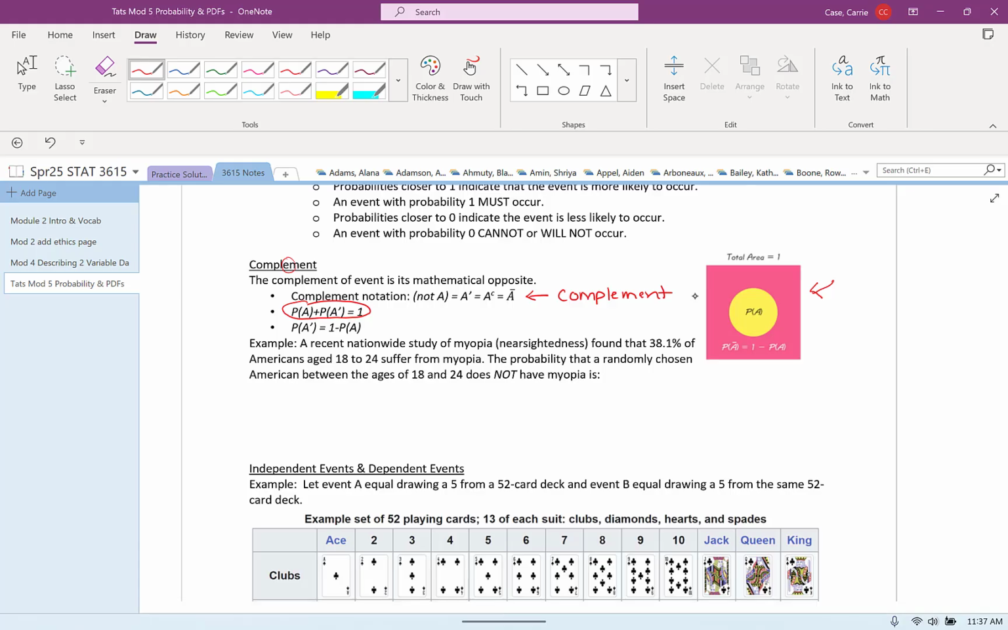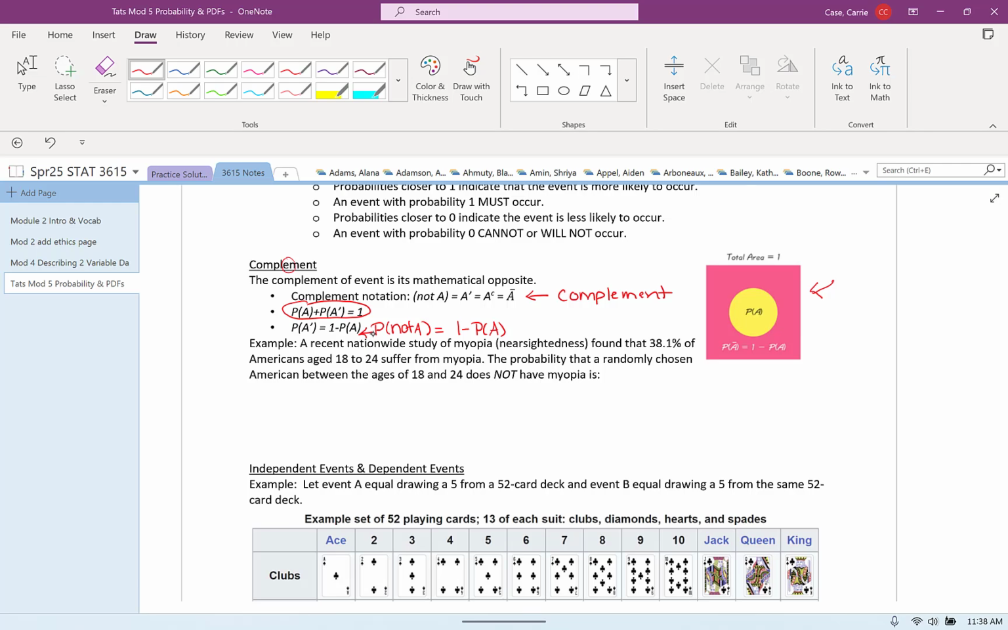So if we know the probability of A, we also know the probability of not A. So the probability of not A is equal to 1 minus the probability of A. And that's what that notation there, probability of A prime is equal to 1 minus probability of A, means. So let's use this in an example.